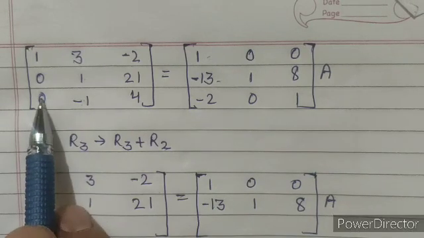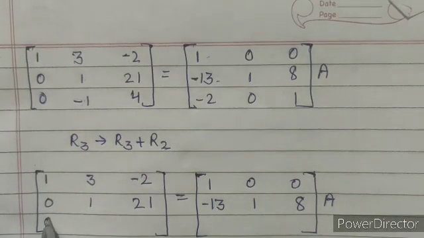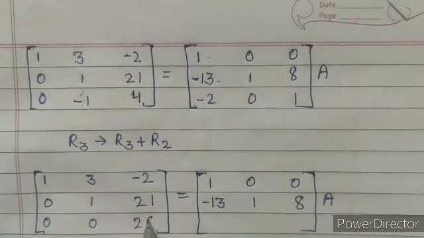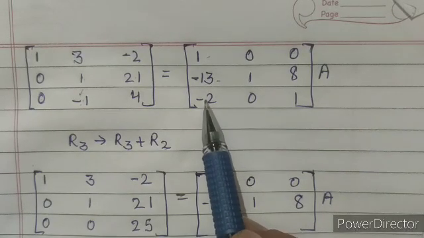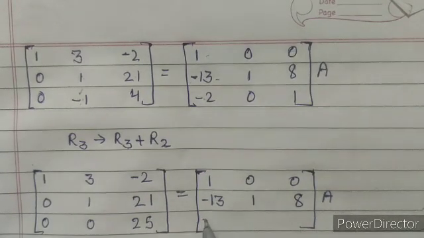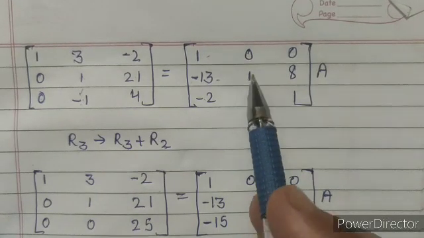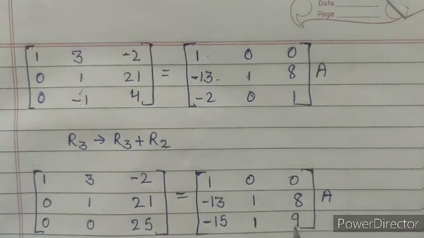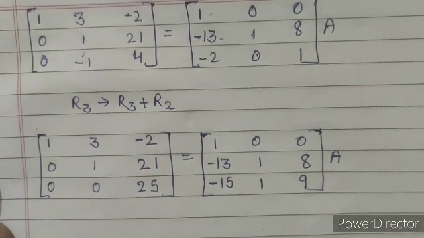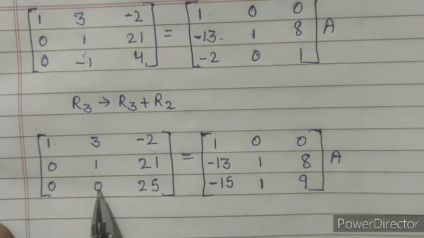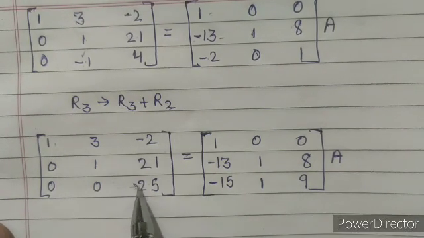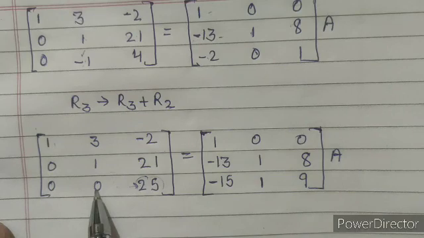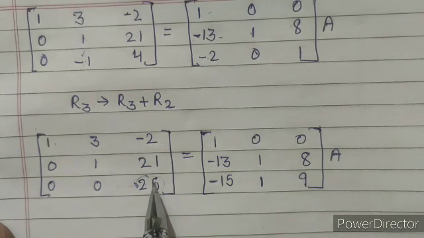Now row 3 will be 0 plus 0 will be 0, minus 1 plus 1 will be equal to 0, and 4 plus 21 will be equal to 25. Similarly, on the right hand side, minus 1 plus minus 13 will give us minus 15, 0 plus 1 will be equal to 1, and 1 plus 8 will be equal to 9. Now, after converting the second element of row 3, we will convert the third element of row 3.